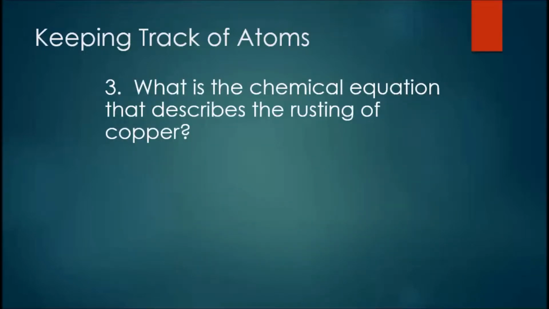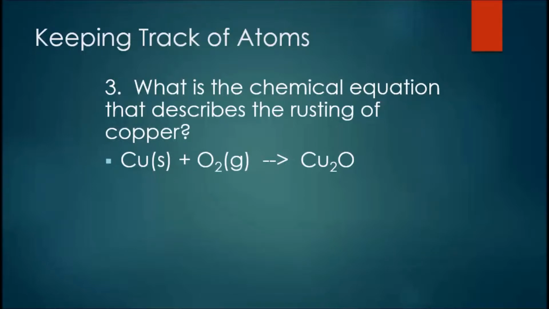What is the chemical equation that describes the rusting of copper? Let's see. Copper, solid, plus O2 gas. And the reason why it's O2 is because there are 7 elements that in their natural state always come as a twosome. Yields Cu2O.